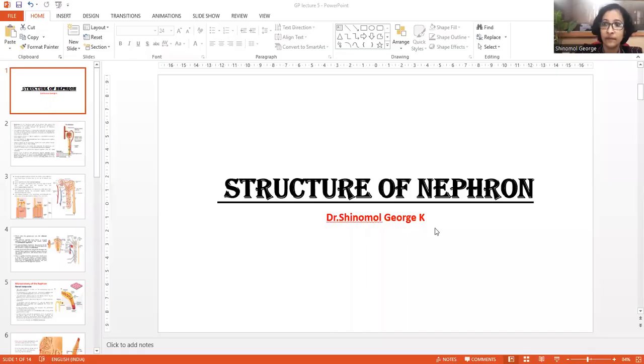This is a description of the structure of the nephron as a part of the general physiology topic. So let's go to the screen sharing. Okay, so, structure of the nephron.